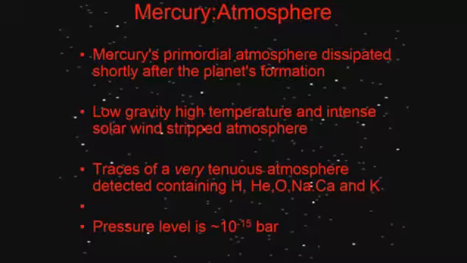There are traces of a really tenuous atmosphere around Mercury. Hydrogen, helium, a little bit of oxygen, sodium, calcium, and a bit of potassium. But the pressure level is about 10 to the negative 15 bar. On Earth we have 1 bar pressure, so we're talking 15 zeros on top of Earth's atmospheric pressure. So very tenuous, if you can even call it an atmosphere at all. Just remnant gases would be the way I would refer to it.